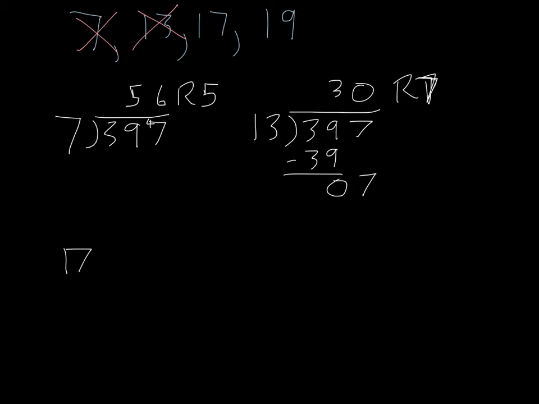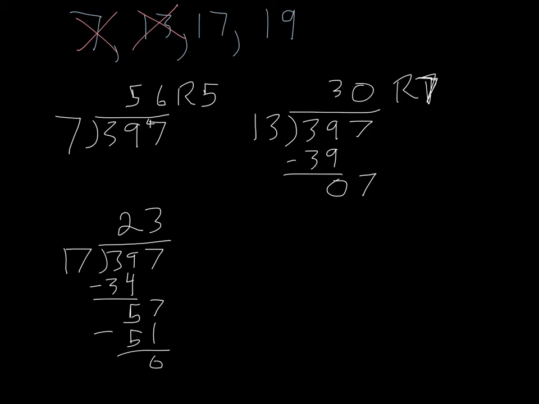So 17 into 397. Well, 2 17s are 34. So we'll subtract 34. We get 5. 5 is smaller than 17, so we made a good guess. We bring down our 7. How many times does 17 go into 57? Let's try 3. That's 51. So we get a remainder of 6. So it doesn't evenly divide into 397, so 17 isn't a factor of 397.